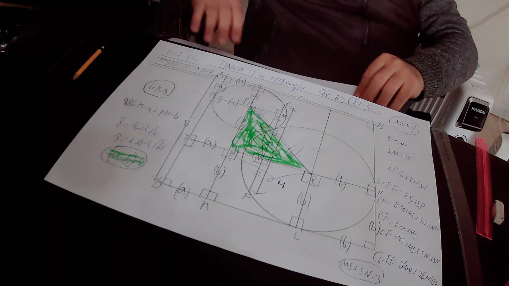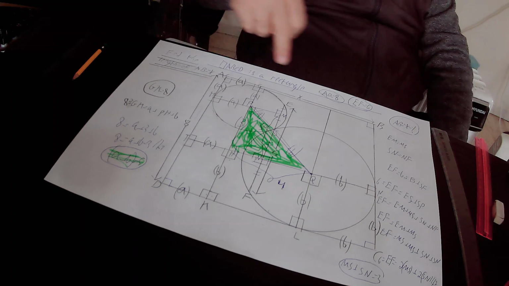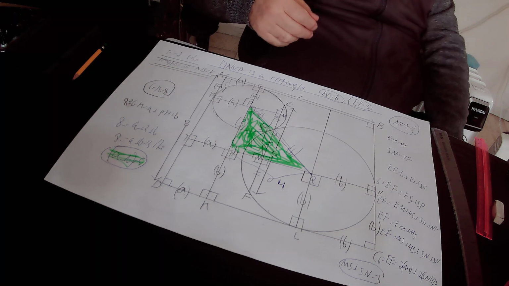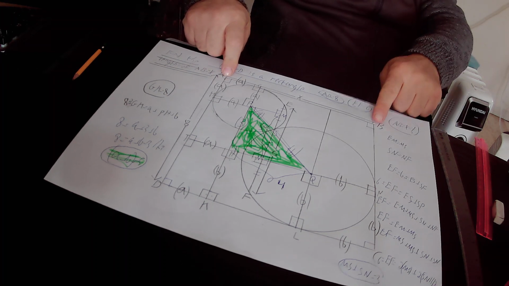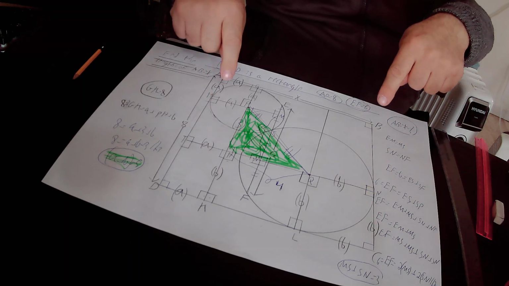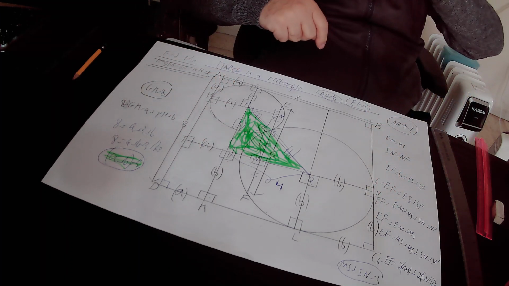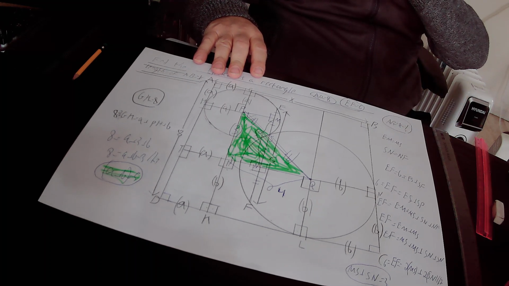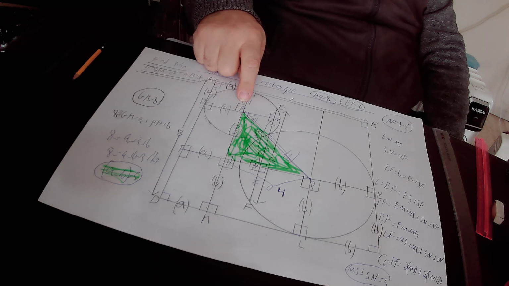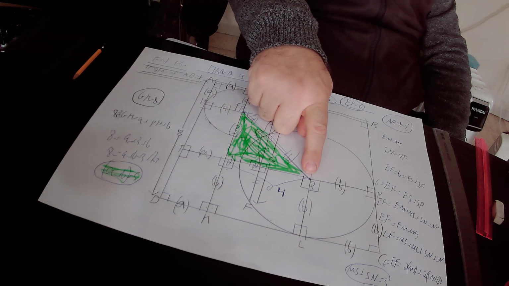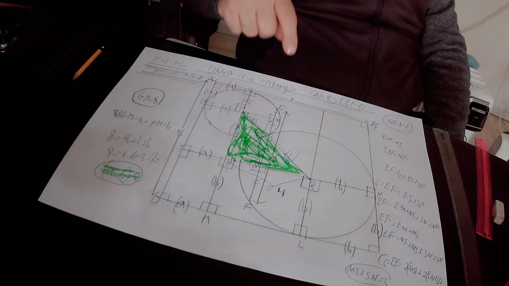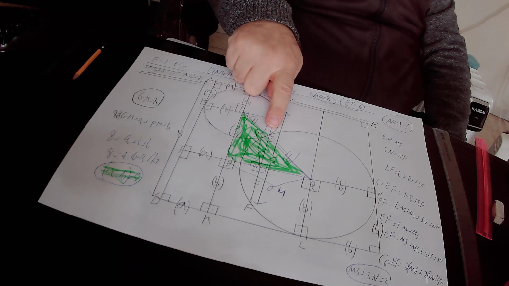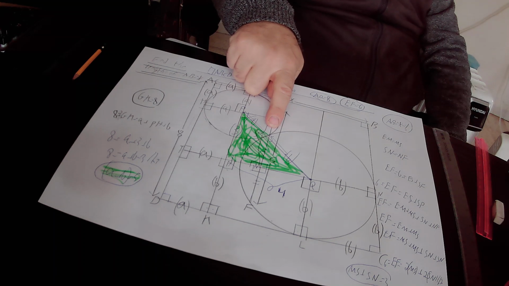So first of all, because ABCD is a rectangle, we know that all the angles inside the rectangle are right angles. So those four angles are all right angles. We define the center of this circle as P, the center of this circle as Q, and the touching point between those two circles, or the point of tangency, as point S.